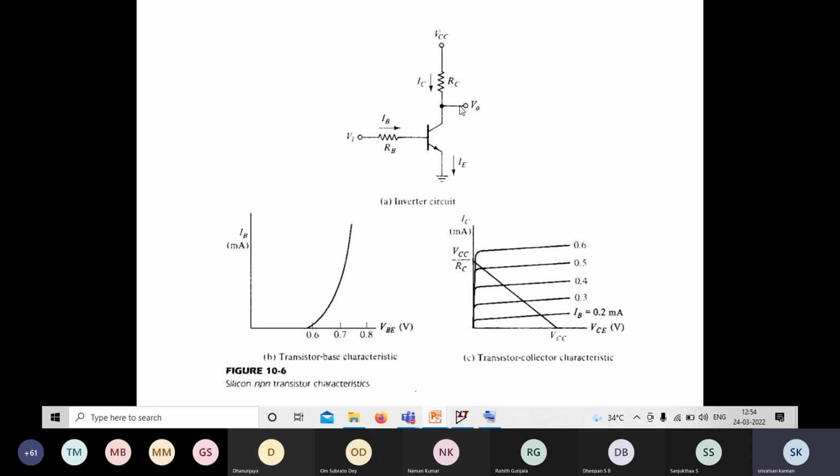So a switch here performs the inverter function. The input is 5 volt, output is 0 volt. Input is 0 volt, output is 5 volt. Inverter, NOT gate. So we can realize a NOT gate using a simple transistor circuit like this.